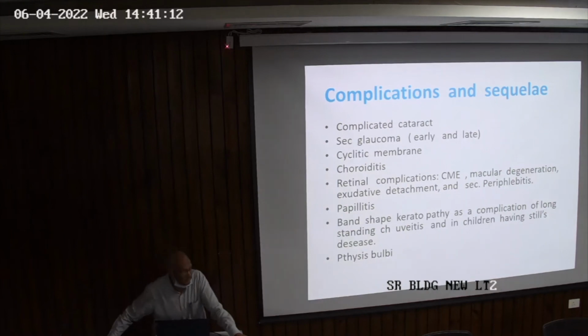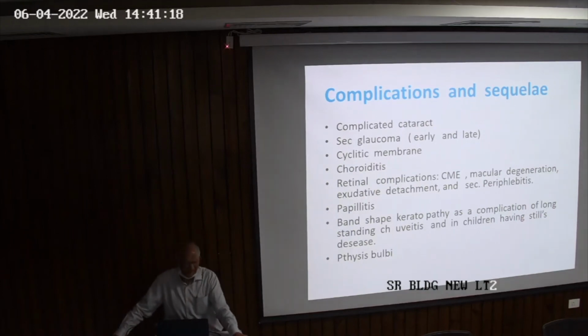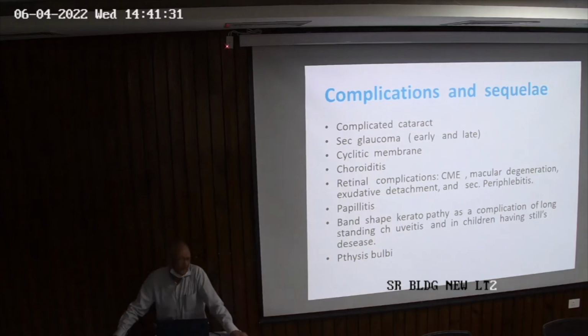If the question comes, enumerate the complications, and how will you treat them. For management, if there is complicated cataract, treat it by removing the lens and implanting an intraocular lens; secondary glaucoma we can treat. Later, surgery for choroiditis and retinal complications can be initiated. So that finishes today's first part: the signs, symptoms, anatomy, and complications of this.